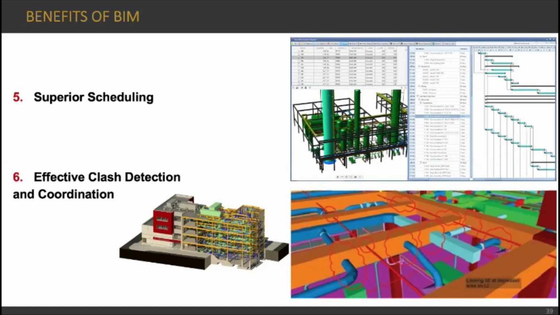Another very useful benefit is effective clash detection and coordination. Before we start the construction phase, in the design part, we have the architectural team, the structural team, and the mechanical team, and they create their own projects. Before the construction, you need to federate or coordinate, or sometimes we say superpose, all these projects. And when you superpose and federate them, you can see if there are any conflicts or clashes happening.